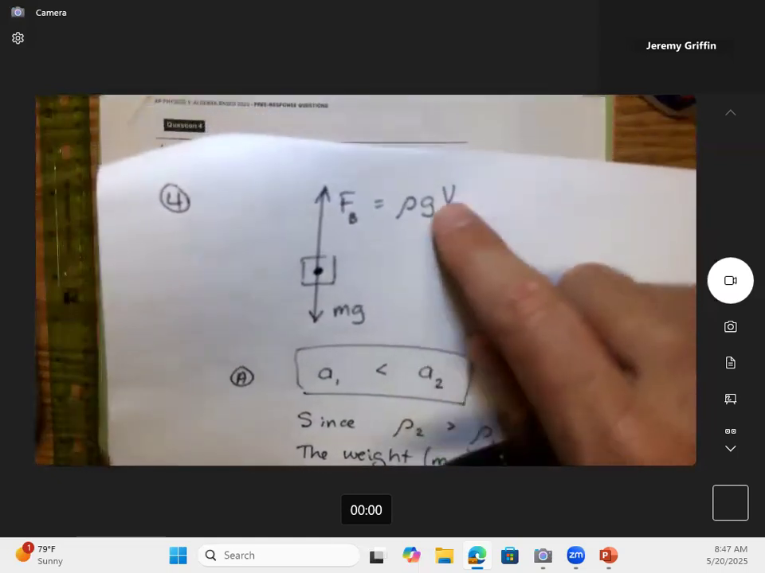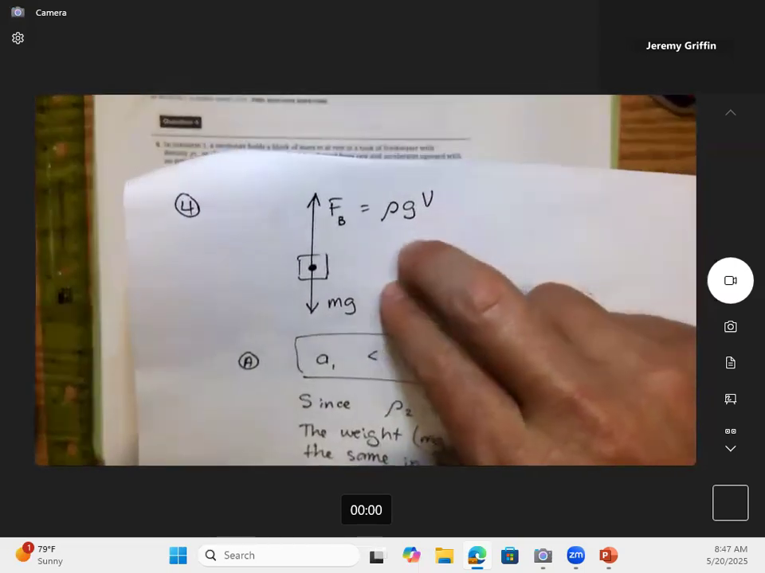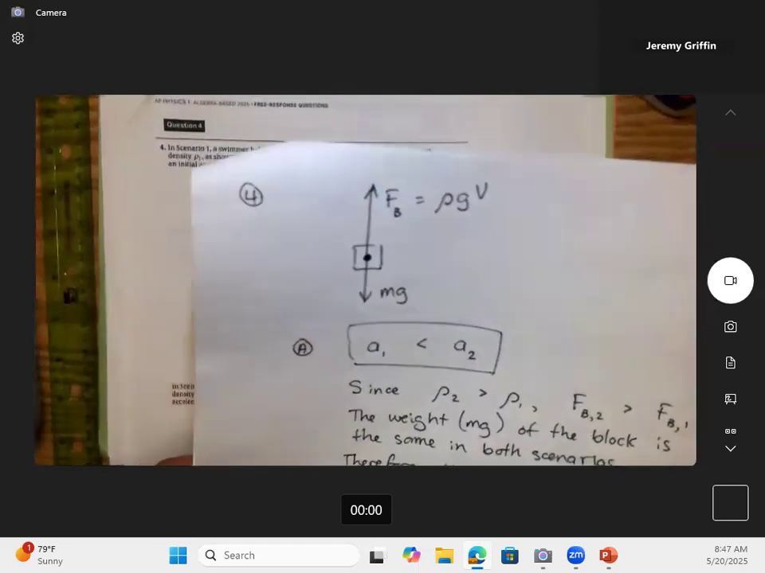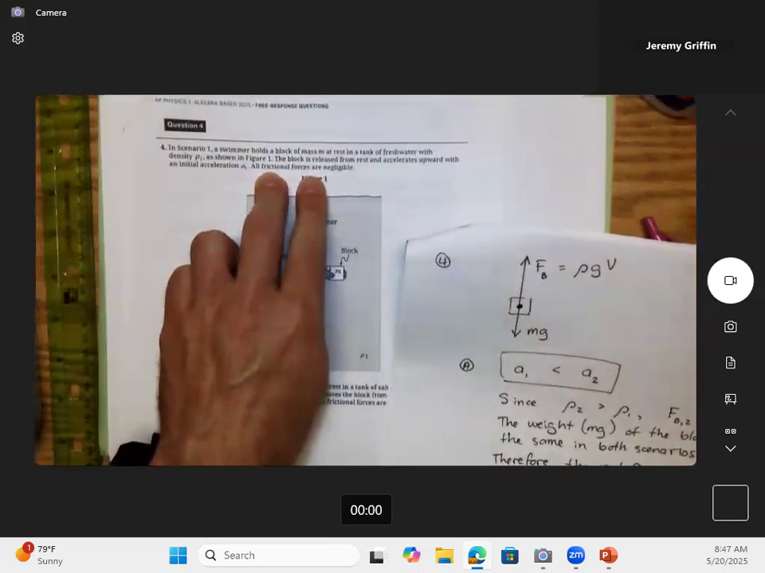So there's a weight down, there's a buoyant force up, and the buoyant force up is more than the weight down. Okay? So if you took the difference between those two, that would be the net force divided by the mass of the block to get the acceleration. Okay? Also, it says frictional forces are negligible.